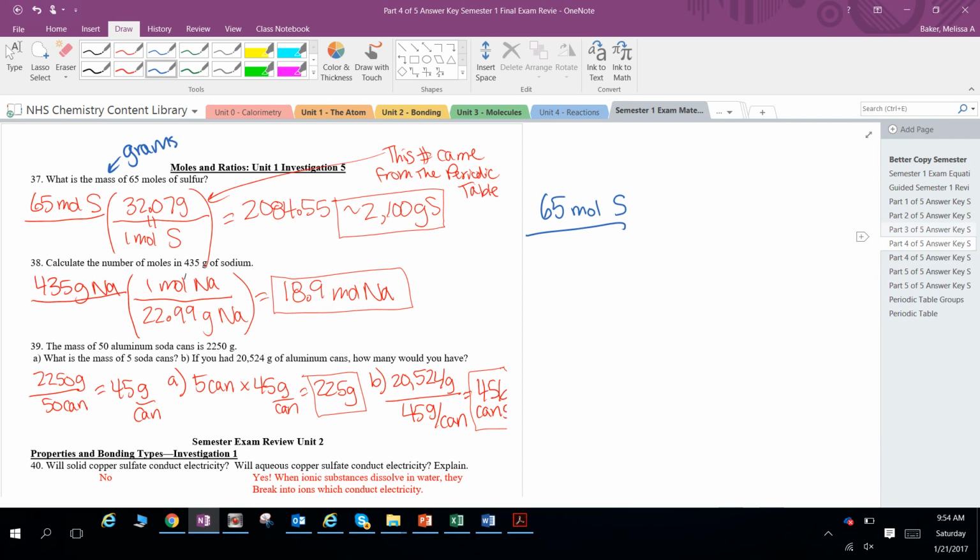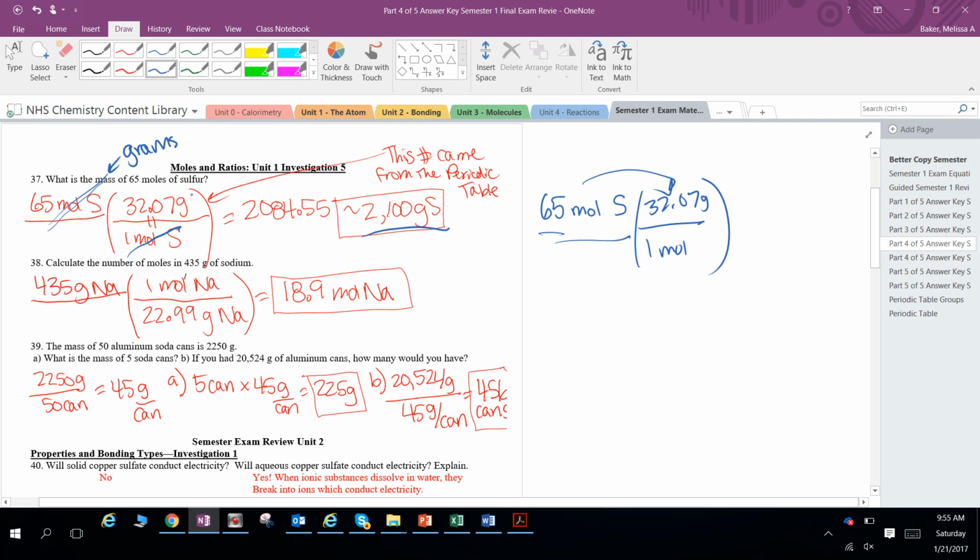So 65 moles of sulfur, we know that 1 mole weighs 32.07 grams. We have a lot more than that. We have 65 moles. 65 times the 32 will tell us the total number of grams. And I rounded it to 2,100 grams of sulfur. And you can always cancel out your units, moles of sulfur, moles of sulfur.